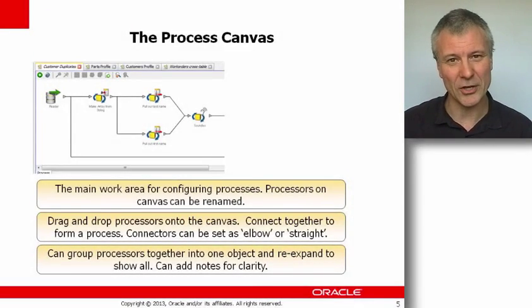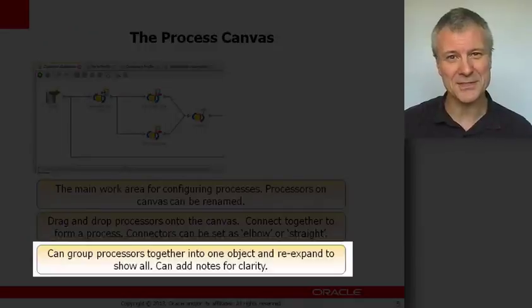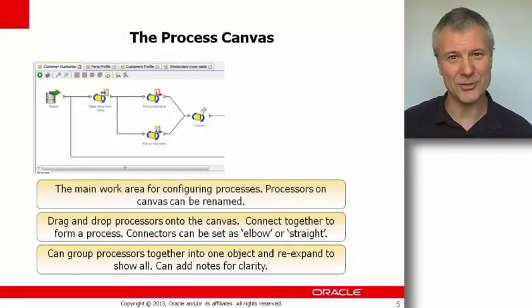You can also create canvas notes. Just right click on the canvas and create a canvas note, and you just type free text into that to annotate your process as well. You can also group processes, and you'll see that a little bit later on.